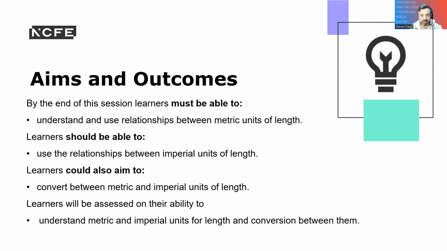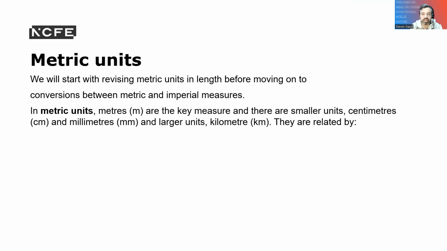Anyway, aims and outcomes. By the end of the session, learners must be able to understand and use relationships between metric units of length. Learners should be able to use relationships between imperial units of length. And learners could also aim to convert between metric and imperial units of length. Learners will be assessed on their ability to understand metric and imperial units of length, and the conversion between them. So let's just have a look at what metric units are.